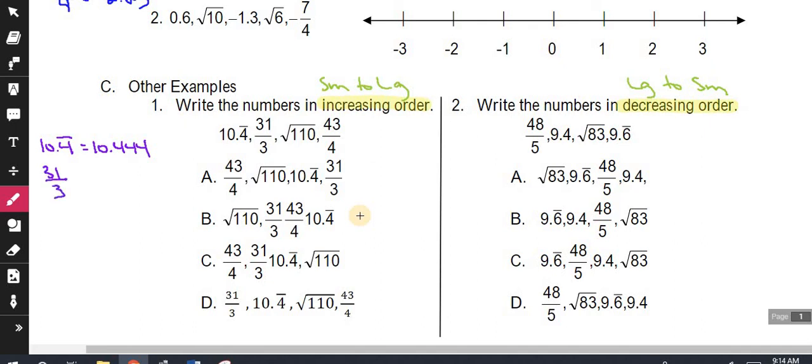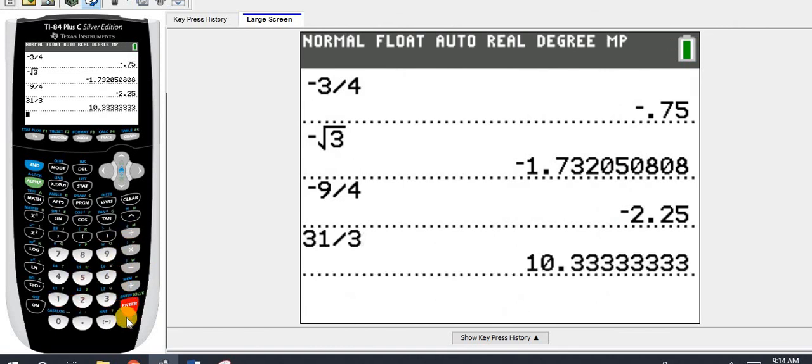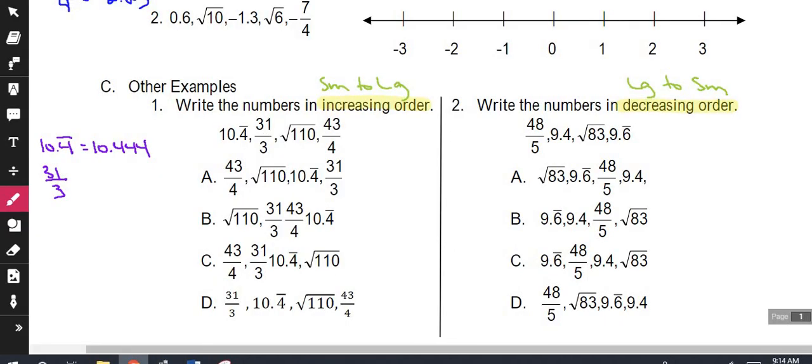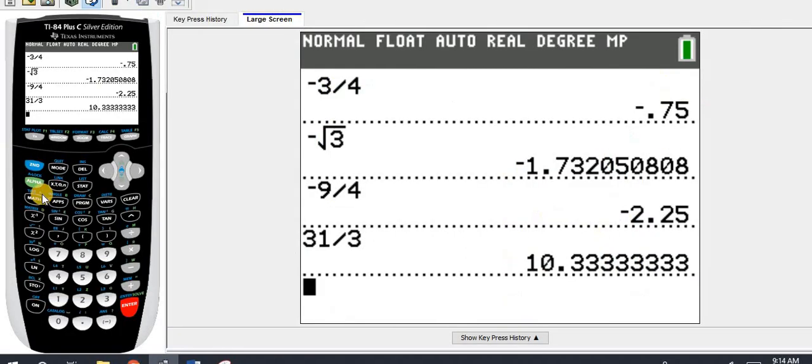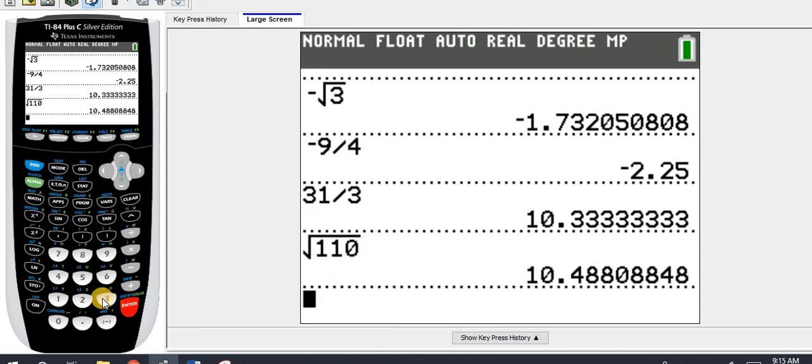31/3, we're going to take to our calculator. We're going to type in 31 divided by 3. That's going to give us 10.3 repeating. So we'll list a couple of those 3s. Then I've got the square root of 110. So again, you locate that x squared. Above that is the square root button. So I need to hit second, x squared, 110, and we hit enter. So that's 10.488-ish.